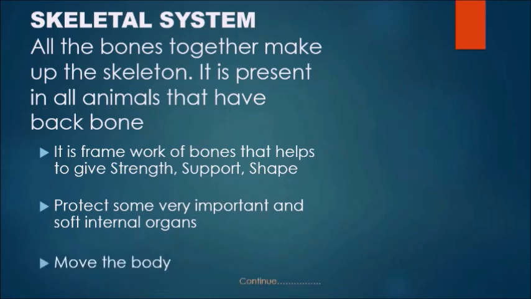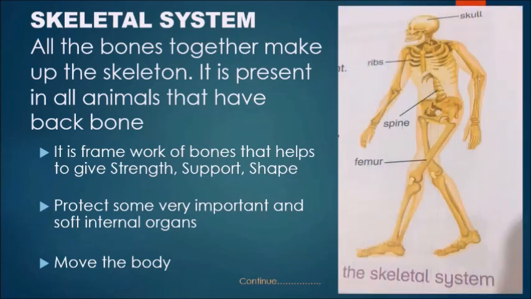In the diagram, we can see the skeleton. Skull, ribs, spine, and femur are the parts of the skeleton, and there are many other parts. And think, what would it be like if there were no bones in your body? You would not be able to walk, run, sit, stand, play football and cricket, or make any movement. All these things are possible with the help of the skeletal system.